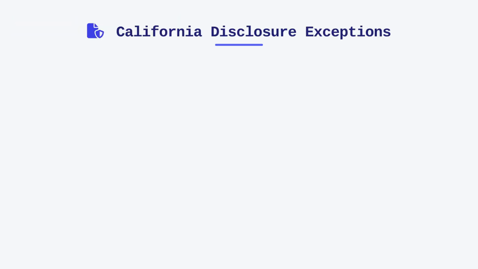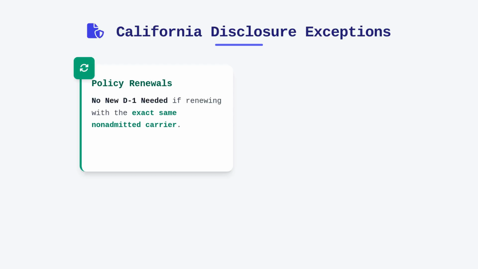It is also critical to understand the narrow exceptions where a signed disclosure form is not legally required under California law. You do not need to secure a new signed D1 form when you're simply renewing a policy with the exact same non-admitted carrier, though the D2 notice must still appear on the front page of the renewed policy itself.